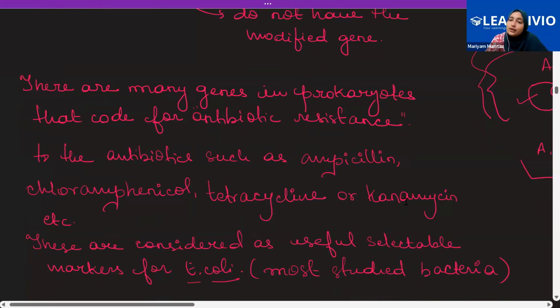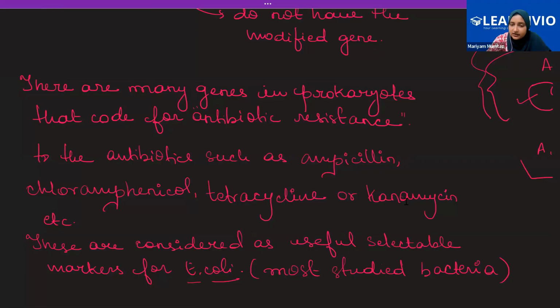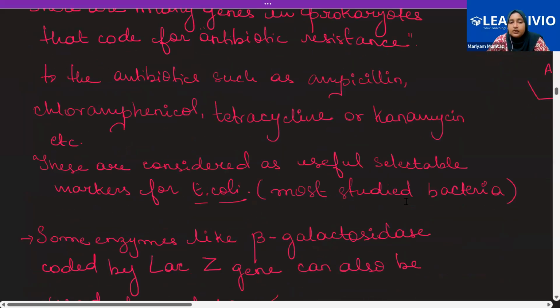But now when you put your DNA of interest or the gene of interest into these vectors, if you put it at the site of ampicillin, it will lose the resistance. If you put it at the site of tetracycline, it will lose that resistance. So that will help you to identify which of the vectors is transformed and which one is not.